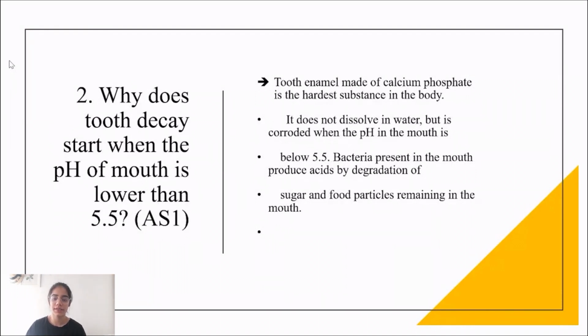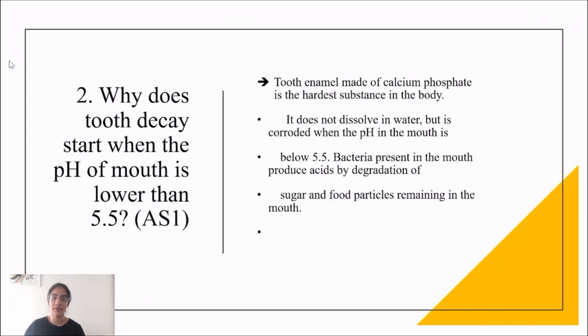Why does tooth decay start when the pH of the mouth is lower than 5.5? You know that tooth enamel is made of a substance called calcium phosphate. Calcium phosphate is the hardest substance in the body and will never dissolve in water, but it is capable of corrosion by acids. So when the pH of the mouth gets lower than 5.5, acidic substances like bacteria start forming and they start tooth decay. This is what causes tooth decay, the acidic substances in your mouth.